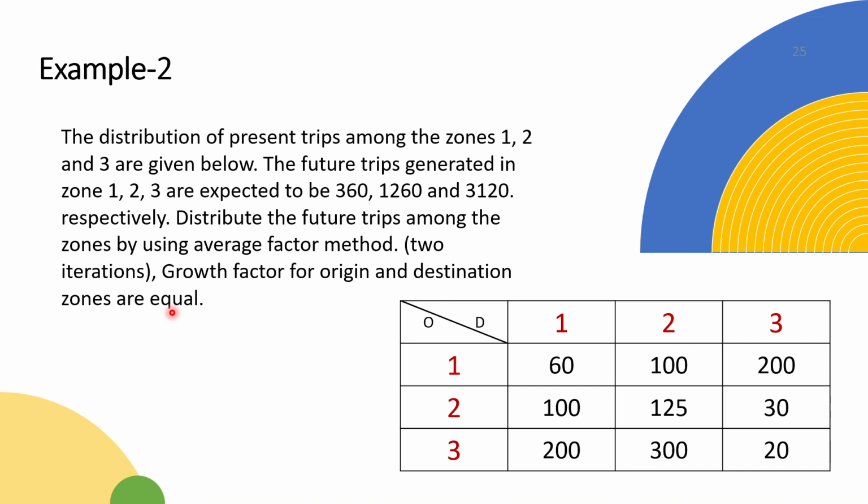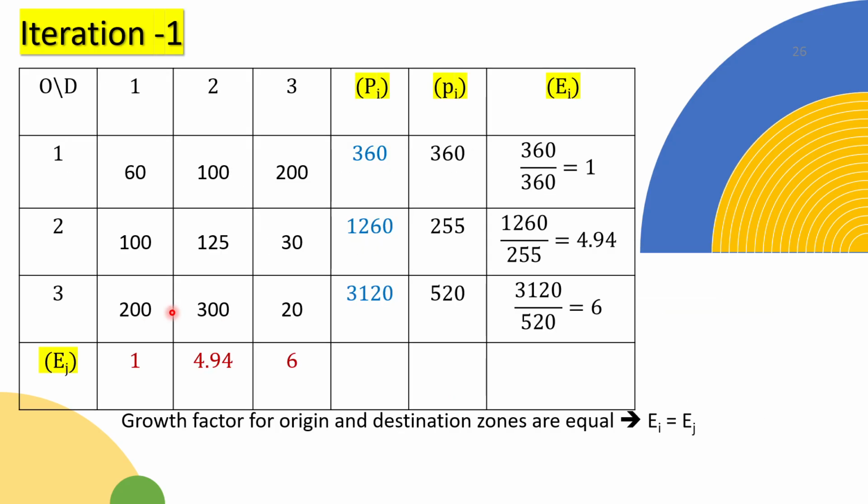In the previous problem, they gave the growth factor directly, but in this problem, they have not given the growth factor. Instead, we have to find the growth factor. So we just draw this OD matrix with all the values given. Then these are the future trips: 360, 1260 and 3120. This is the present trip, which is the summation of the trips. 60 plus 100 plus 200, which is 360. 100 plus 125 plus 30, which is 255. 200 plus 320, which is 520.